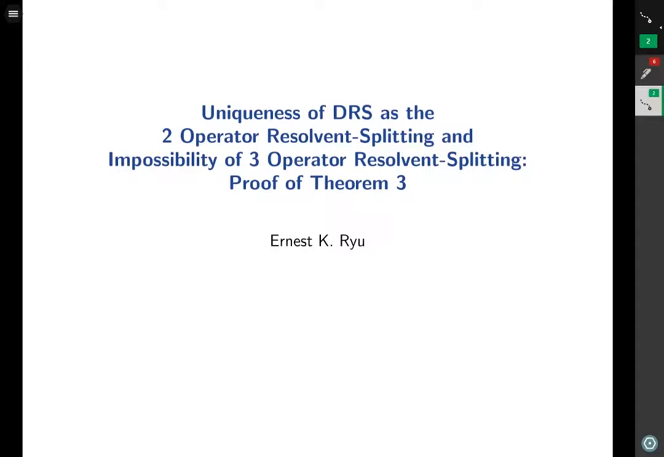Theorem 3 establishes the impossibility result promised in the second part of the title of the paper. Although I will explain every step thoroughly, I will assume that you, the viewer, are familiar with the proof of Theorem 1. This will allow me to quickly go through the definitions and the results that are analogous to what we have seen in Theorem 1.